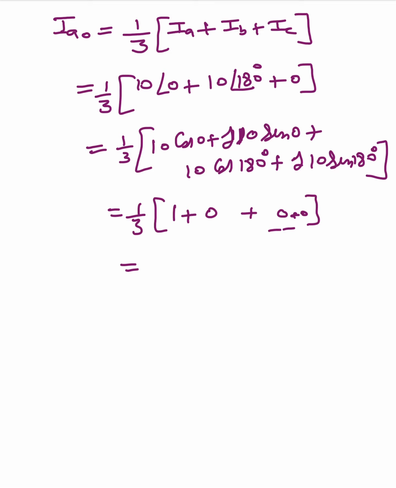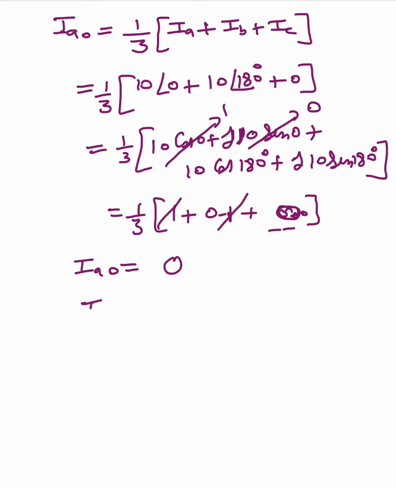Here cos 0 is 1, sin 0 is 0, and cos 180 gives minus 1, and the sine terms are 0. So 1 minus 1 cancels out, and the value of IA0 is 0. In a similar way we have to calculate IA1 and IA2.